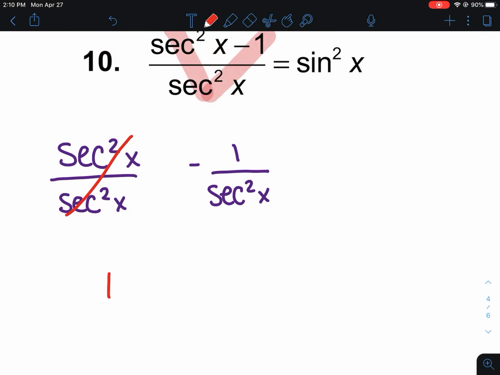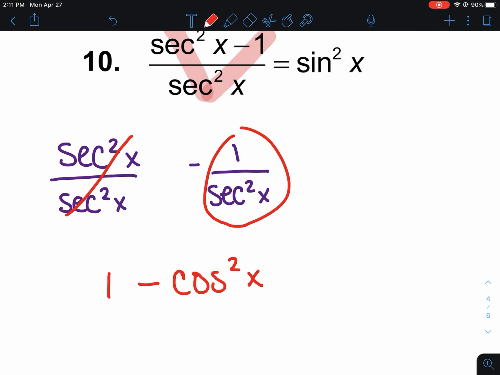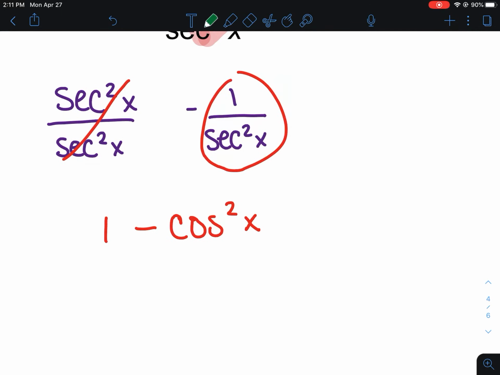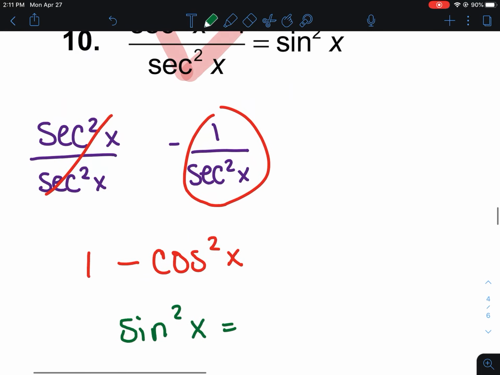Okay. This just becomes 1. And this is the reciprocal, so I can write it as cosine squared x. And what is 1 minus cosine squared x? Sine squared x, which is exactly what we want it to equal.